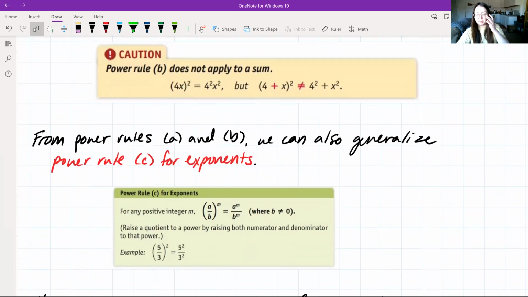So from power rules A and B, we can also generalize power rule C for exponents as well. So power rule C is now telling us that for any positive integer m, if we have a fraction, a divided by b, all to the power of m, this can also be rewritten as a to the power of m divided by b to the power of m, where b doesn't equal 0. We raise a quotient to a power by raising both numerator and denominator by that power. So in an example, something like 5/3 to the power of 2 can be written as 5 squared divided by 3 squared. So you're distributing your exponent to both your numerator and your denominator.